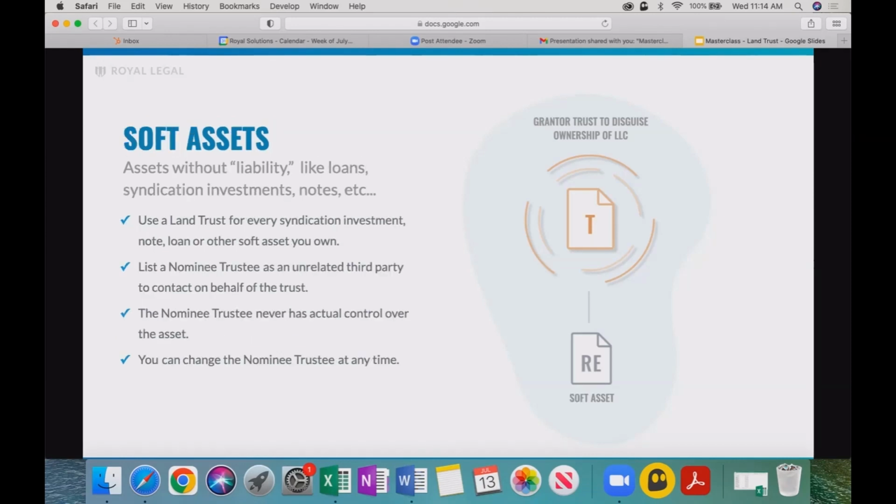So soft assets pretty much follow the same routine as hard assets, which are houses, cars, things that generate liability. Things that don't generate liability, examples would be syndicates, technically speaking, notes, brokerage accounts, things of that nature. Generally speaking, you can use the land trust with them, or you could actually put them into an LLC directly in the same larger structure that we're talking about above. But obviously, a land trust is a good option if you don't want anybody to know what you own. And it would be the same thing with a nominee trustee out front. That's what everyone would see, and then a generic trust name.